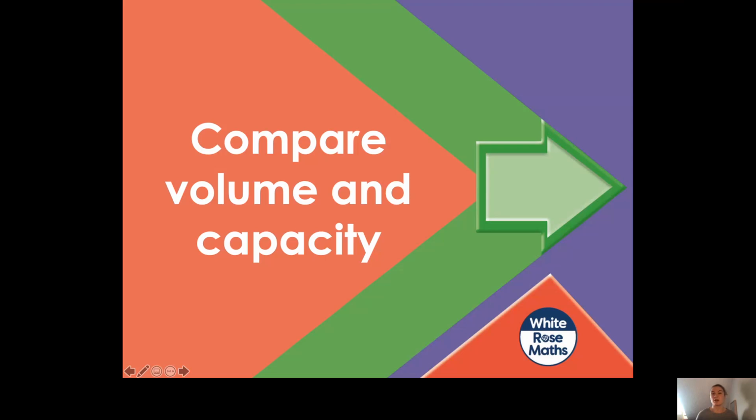Yes, that's right. Capacity means how much liquid a container can hold. So if it's completely full, how much liquid can it hold before it starts to overflow? Whereas volume is how much liquid is in the container at that point in time.